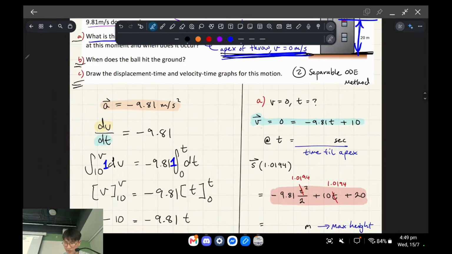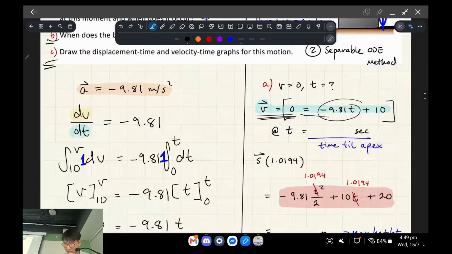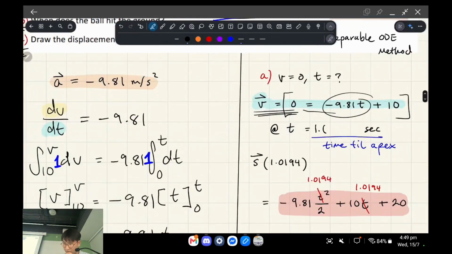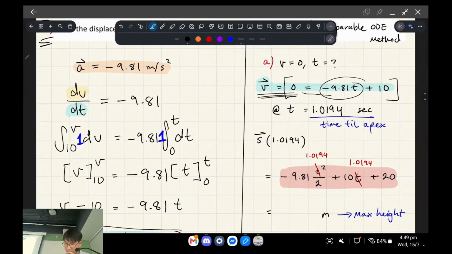So v is equal to 0 at the apex of the throw, and this is the rest of the function that we found for velocity. Since 0 is equal to all this, we can just solve for t. So I move this to the left-hand side and then divide both sides by 9.81. I would get t is equal to 1.0194 seconds. So that's the time until the apex.